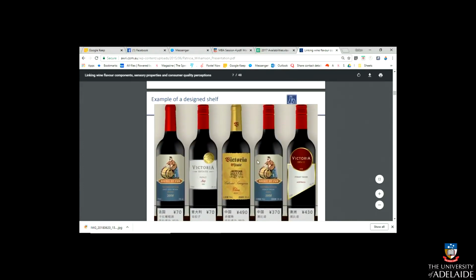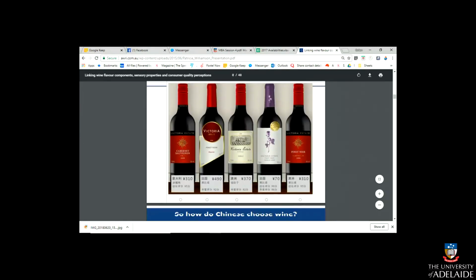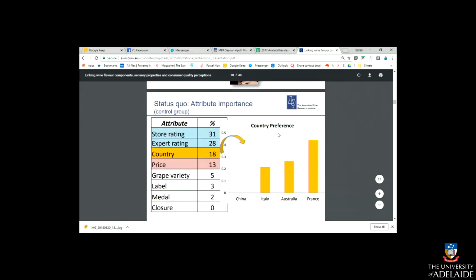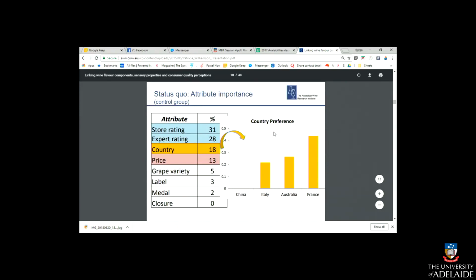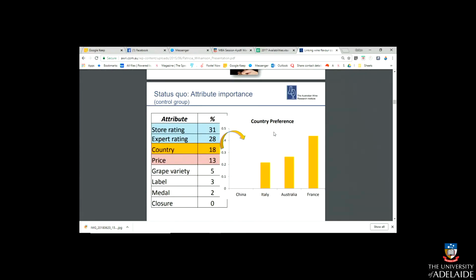And they put people through over and over and over, and then sure, they went ahead and got results. And this is clearly, at least the beginnings of their results, that the store rating accounted for 31% of the driving of consumer choice, the rating that comes from an expert in the country, and then strangely the price being what we call a surrogate indicator.